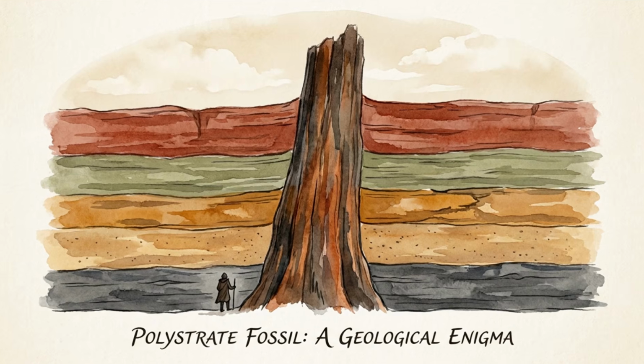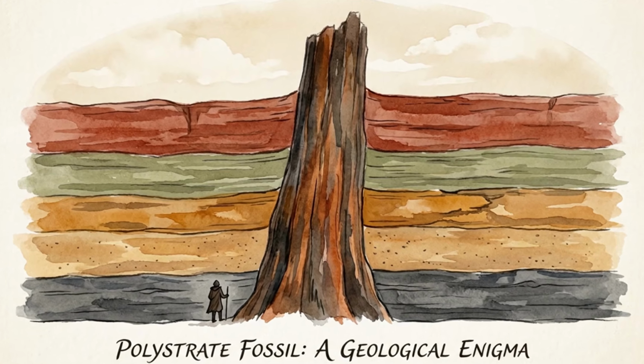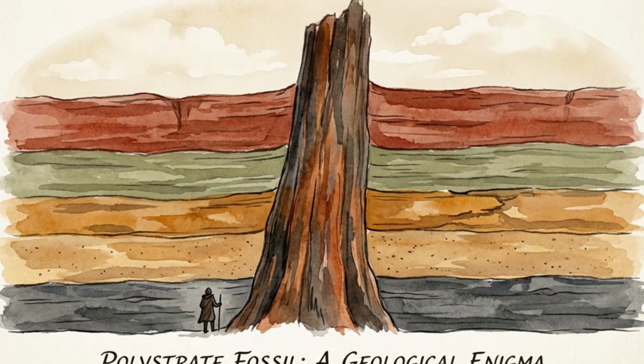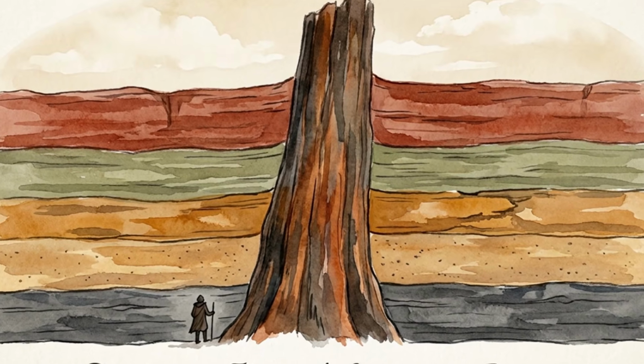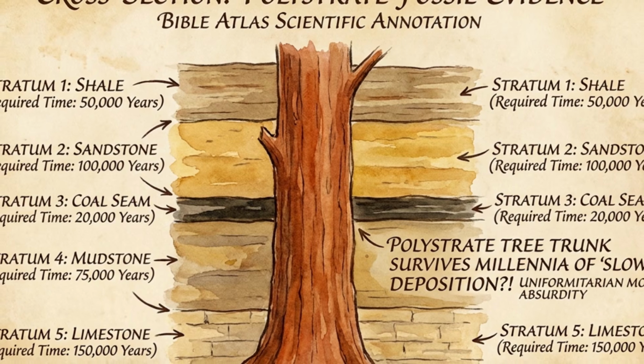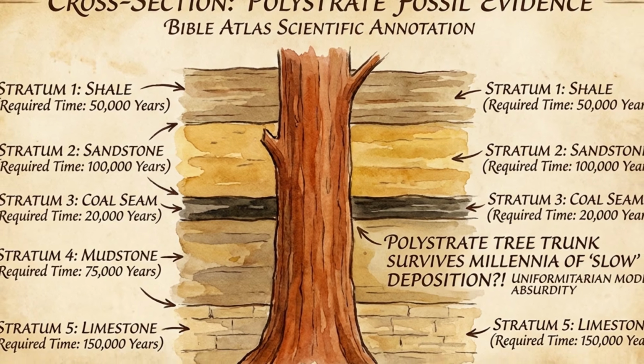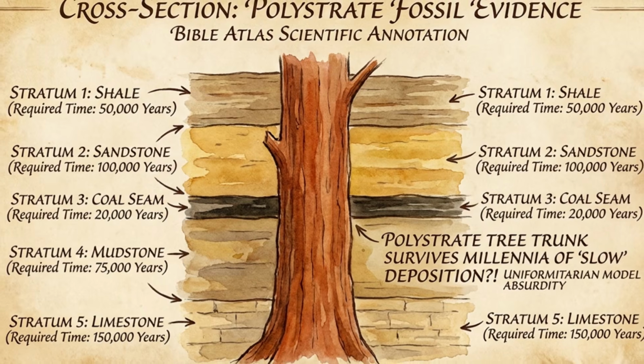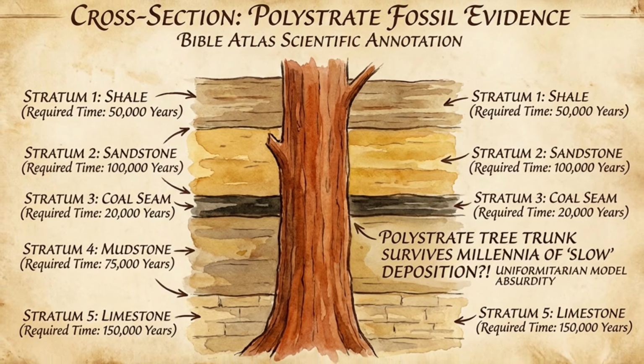One of the most striking single pieces of physical evidence is the polystrate fossil. A tree trunk, standing upright, penetrating through multiple distinct rock layers that uniformitarian geology claims were deposited over thousands of years. You can see it with your own eyes.